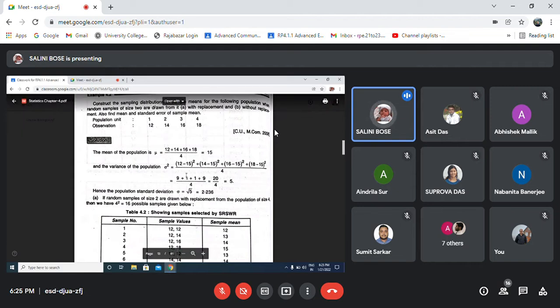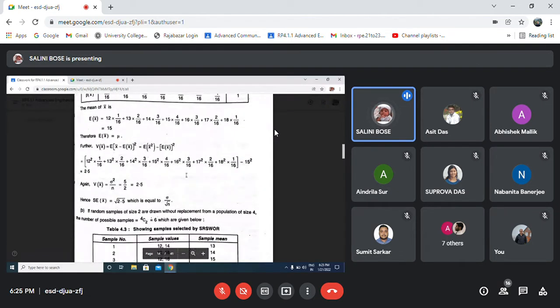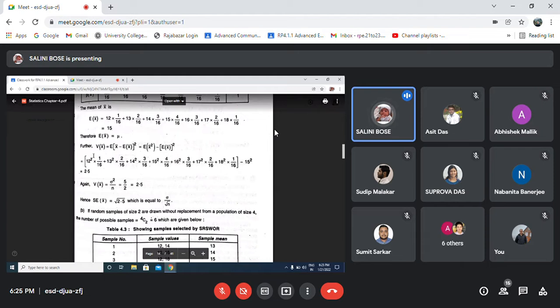2.236. So variance we know sigma square, and your formula is the standard error of x bar is equal to root over sigma square by n. So sigma square is 5 by n. Why n? Small n means sample size. You have taken the sample size of 2, so 5 by 2, that is 2.5. So our variance is the same.